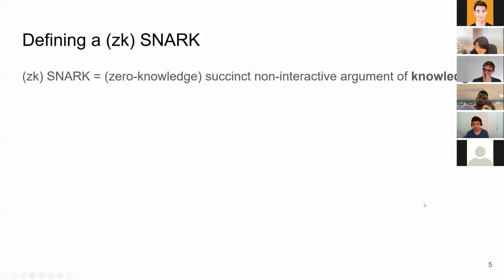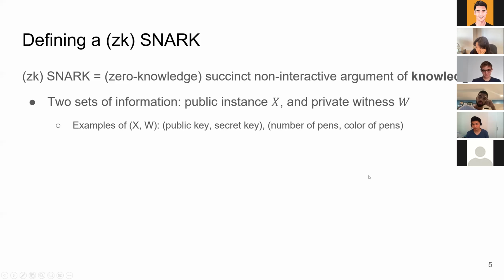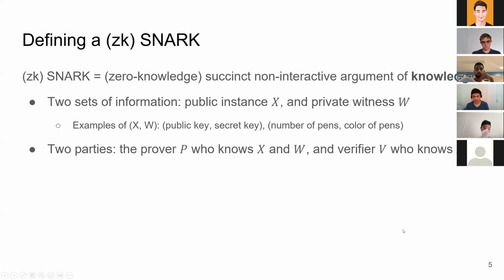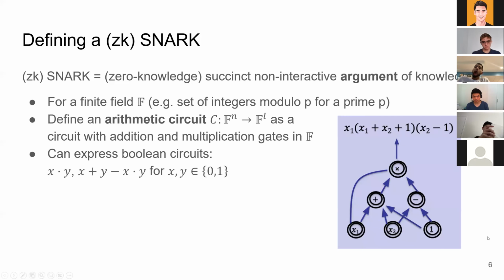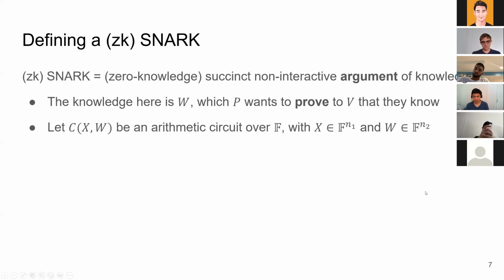Here again, we've been talking about knowledge as two sets of information: a public set of information, X, and a private set of information, the witness, W, that are different in the sense that the public information can be known by anybody, but the private witness should be protected. And there are two parties. There's a prover who knows both of these, and there's a verifier who only knows the public information. And then the argument part of this whole thing is that the prover wants to prove to the verifier that they know the witness that is private.